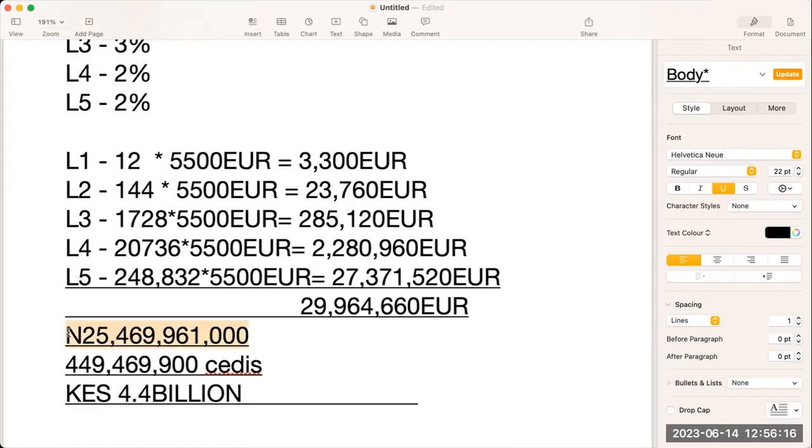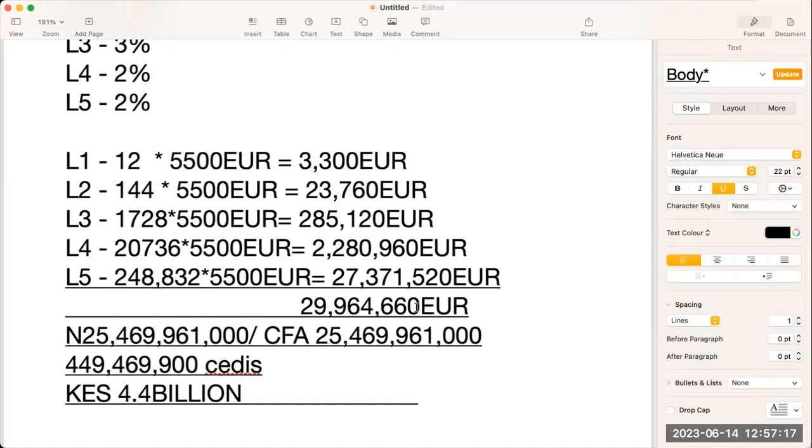In naira, that translates to 25.4 billion naira. In cedis, that translates to 449 million cedis. In Cameroon CFAs, for example, that gives you about 25 billion Cameroon CFAs. Incredible. In Kenyan shillings, that is 4.4 billion Kenyan shillings. You can look at the translation in your local currency, depending on where you are. Just multiply 29 million euros by your exchange rate.